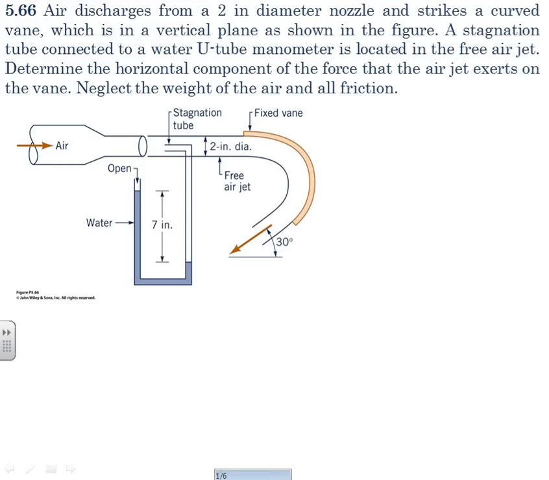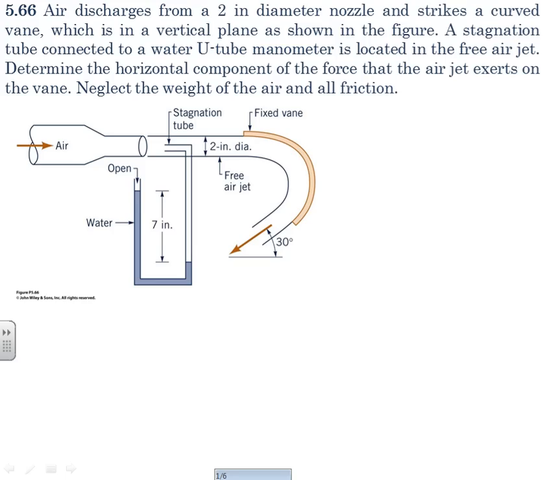Okay, problem 5.66 says air discharges from a 2-inch diameter nozzle and strikes a curved vane, which is in a vertical plane as shown in the figure. A stagnation tube connected to a water U-tube manometer is located in the free air jet. Determine the horizontal component of the force that the air jet exerts on the vane. Neglect the weight of the air and all friction.